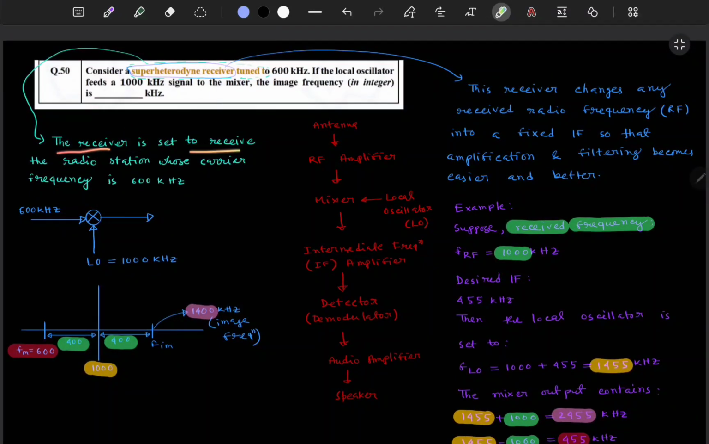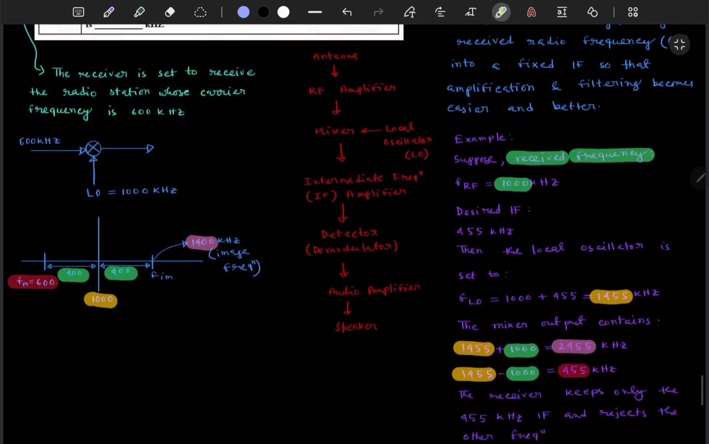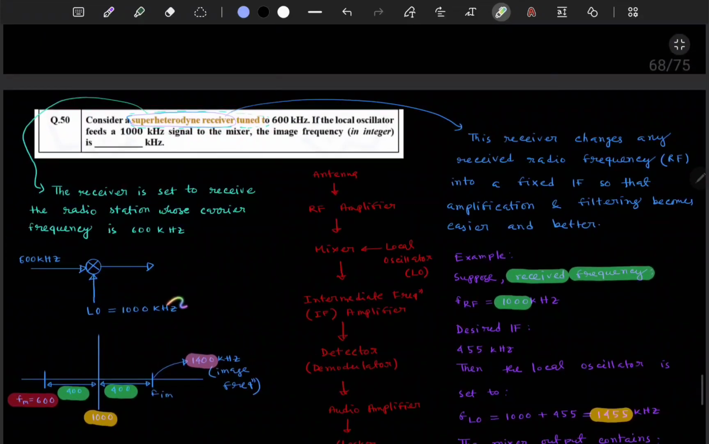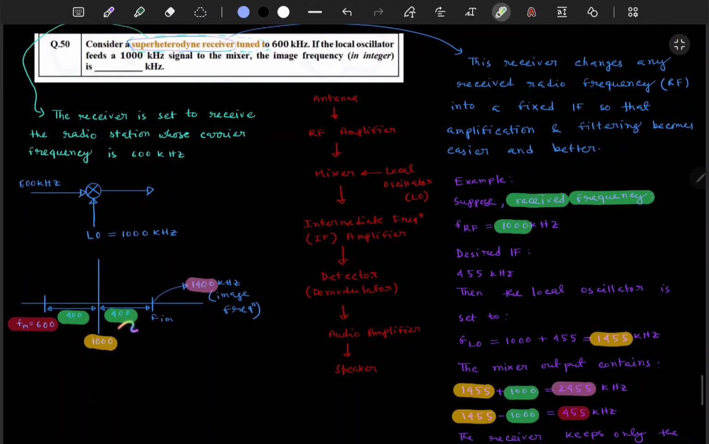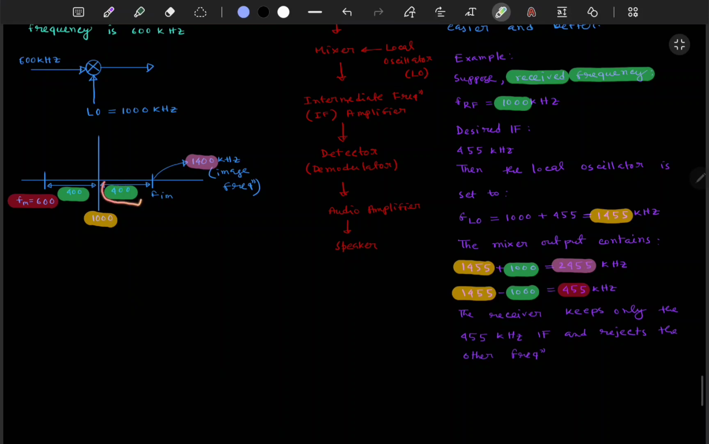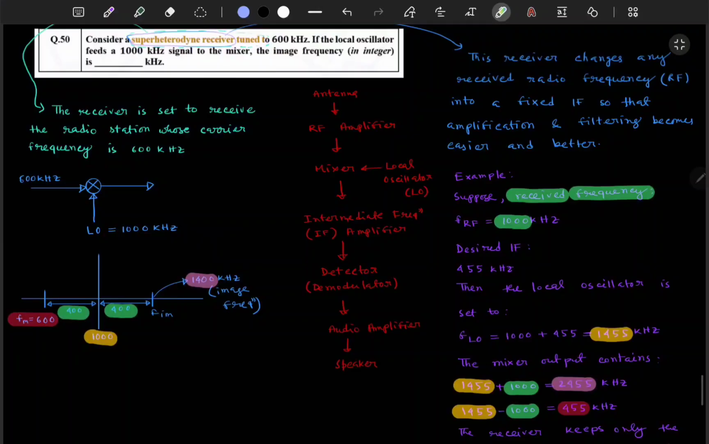Now the receiver is set to receive the radio station whose carrier frequency is 600 kilohertz. This was just an example. Now from the question, this is the carrier frequency of the radio station. The local oscillator frequency is 1000 kilohertz. So the distance from here to here is 400 kilohertz. That means the image frequency will be 400 kilohertz further, that is 1400 kilohertz. So the answer is 1400 kilohertz.